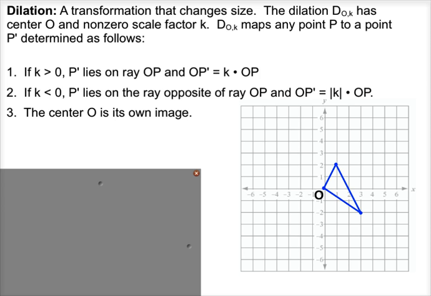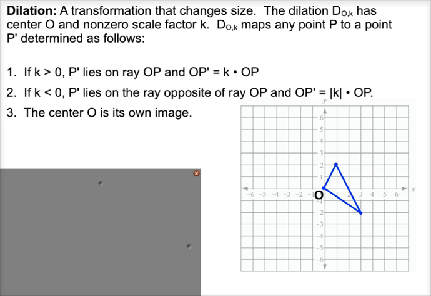So dilation is a transformation that changes size. The dilation D_O,K has center O and non-zero scale factor K. D_O,K maps any point P to a point P prime determined as follows. So I'm going to explain how to expand the shape. If K is bigger than 0, P prime lies on ray OP and OP' equals K times OP. I'm going to explain what that means before I even go to the next part.